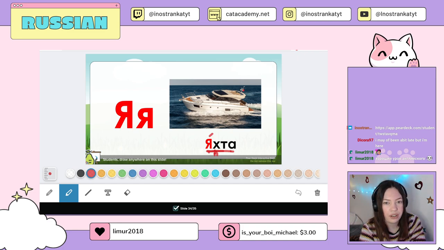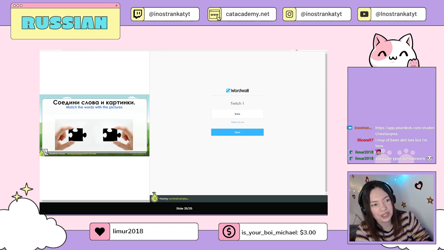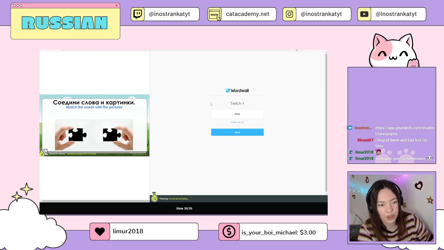I just want to encourage you to think of more words that could be similar with Russian and maybe your language or English. And in this case, I suggest all of you to check this little word wall game where we have to match the words with the pictures. Соедини слова и картинки. So if you are with me in Pear Deck.